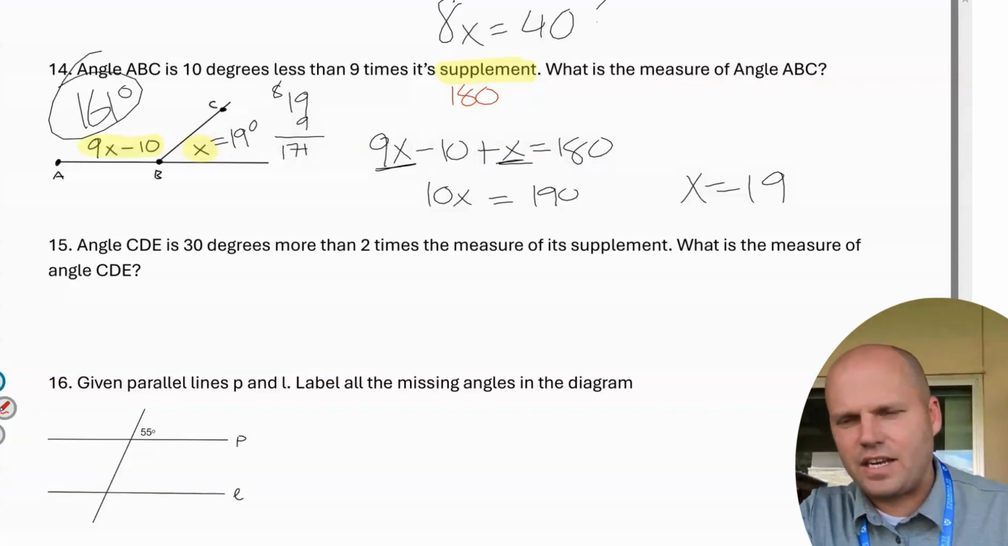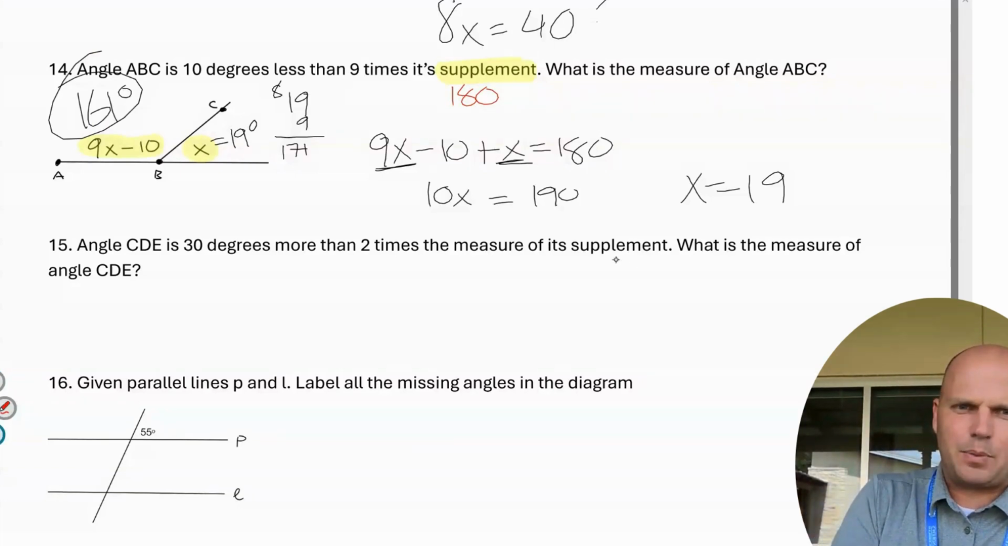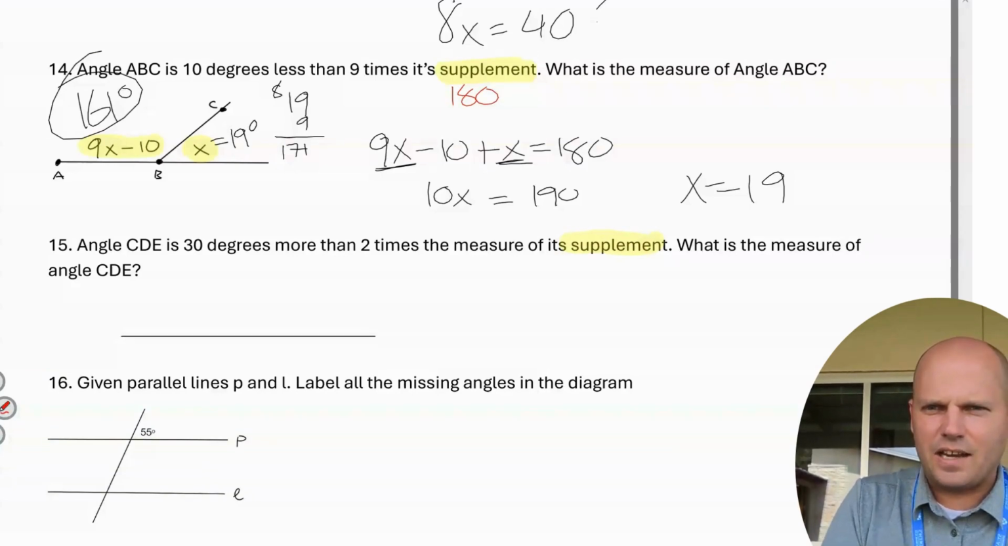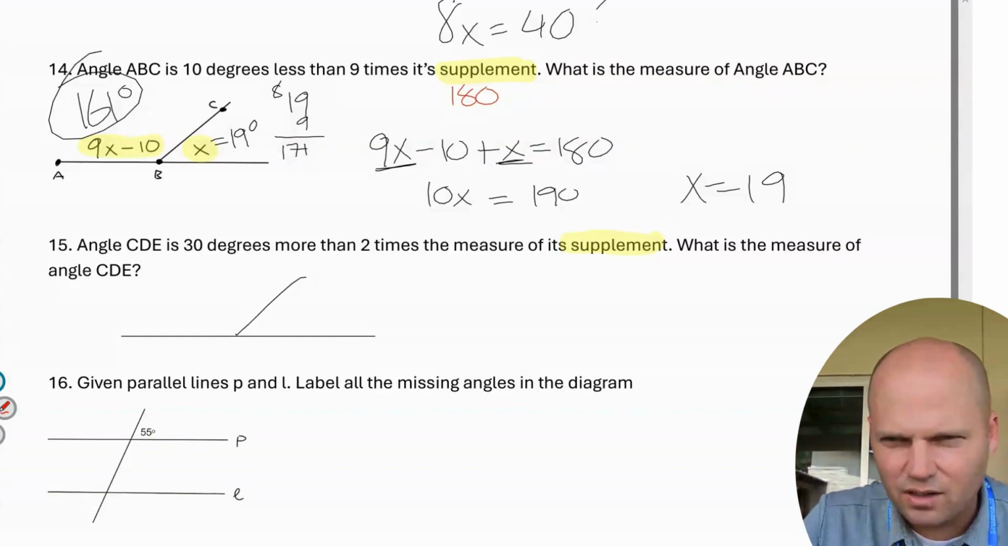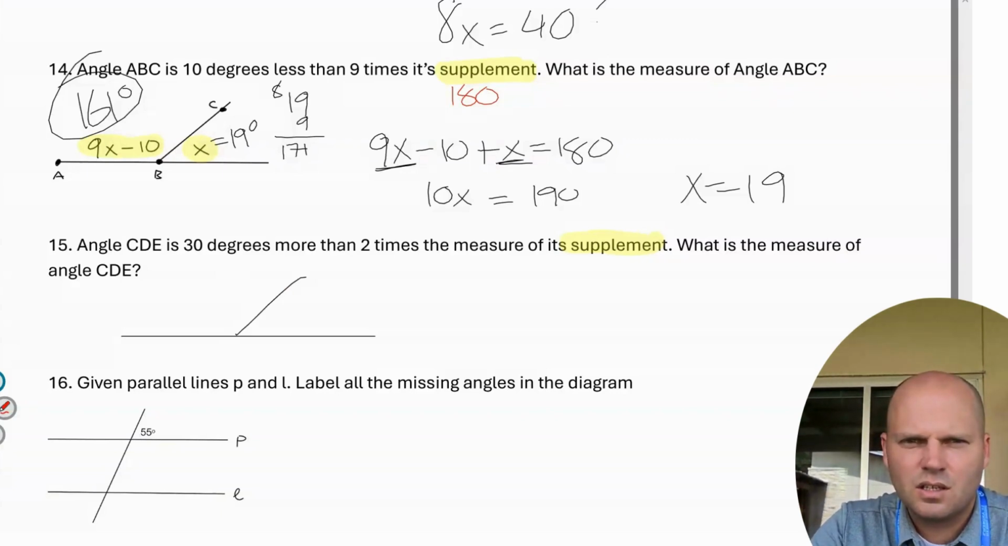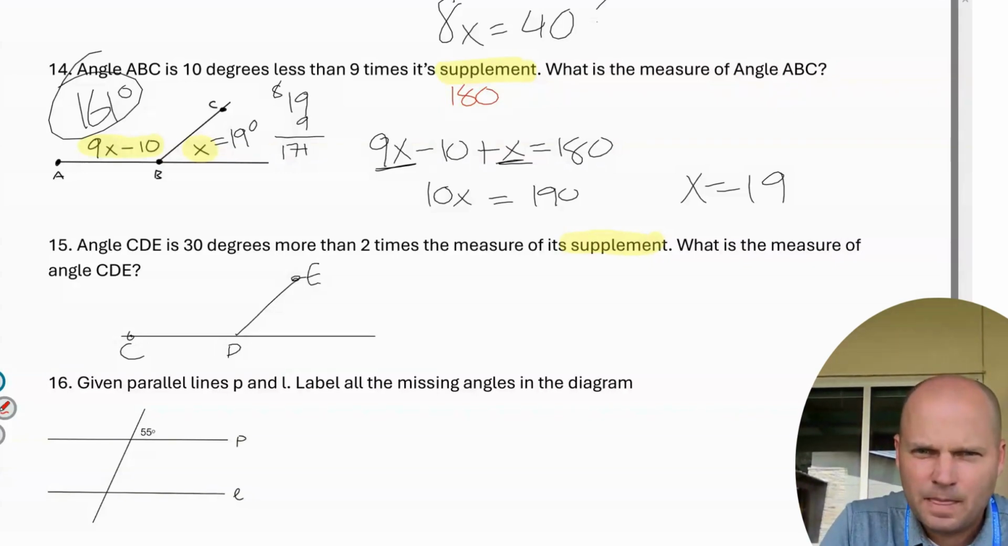All right, now you guys try the next one, but you got to figure out the picture. We're talking about supplement, so we're talking about supplementary angles. Might as well break out a straight line. Don't worry about if it's to scale. We have CDE, which could be one of the angles on your straight line. We have two supplementary angles.